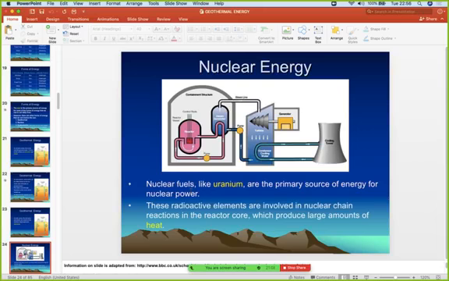Some of the nuclear fuels, like we have uranium, are the primary source. These are radioactive elements involved in nuclear chain reactions in the reactor core. So the reactor core is this one, this red part here. This overall thing is the containment structure. This is the steam generator. It's like a boiler also. It produces steam. So this is the line.